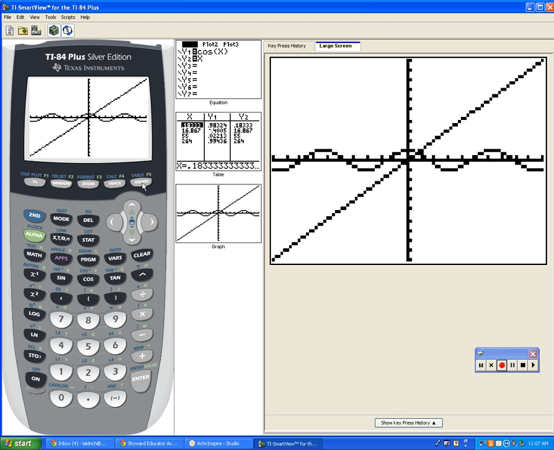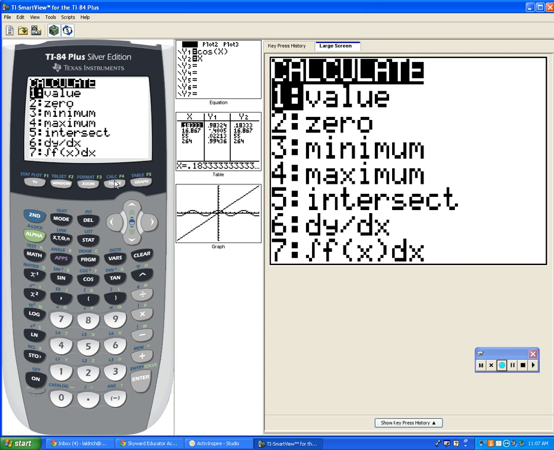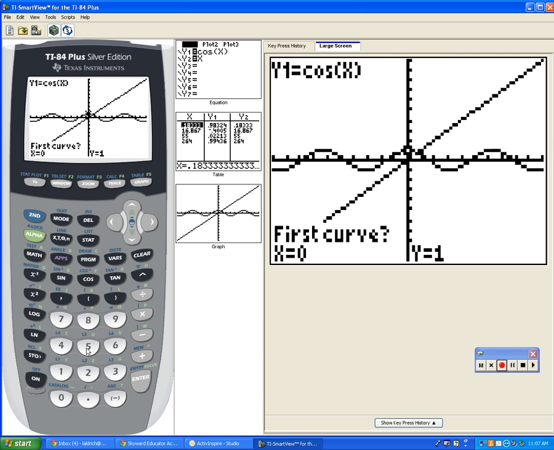Do not use the trace function on your calculator to do that. That is inaccurate. You want to go second trace and choose the 5th option, intersect. Now the calculator is really dumb. It knows that you're trying to find the intersection point of 2 graphs, but it's too stupid to figure out which 2 those are, because it can graph up to 10 at the same time. So it's asking, is this the first curve that you want to use? Yeah, so you hit enter. Is this the other curve? Yeah, those are the only 2 there. So you hit enter.